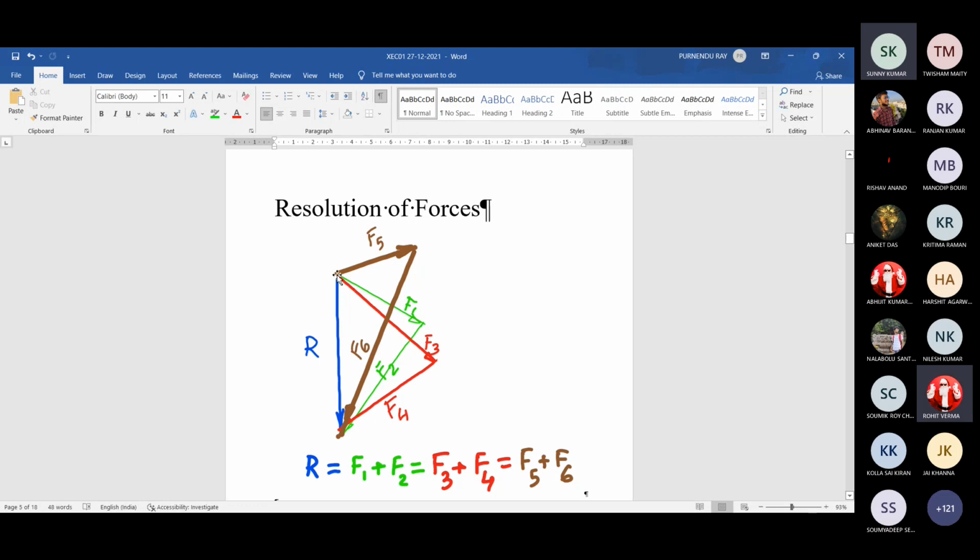So a divided by sine A is equal to b divided by sine B, equal to c divided by sine C. So the magnitude of F1 divided by the sine of this included angle is equal to the magnitude of F2 divided by the sine of this opposite angle, and that is equal to R divided by the sine of this angle. Now, very important.